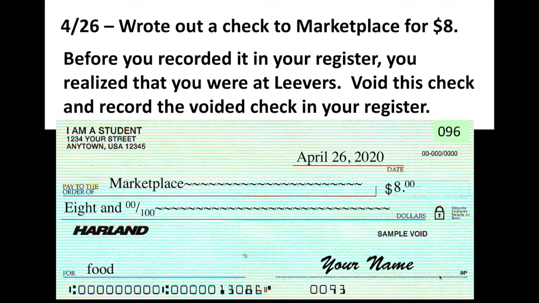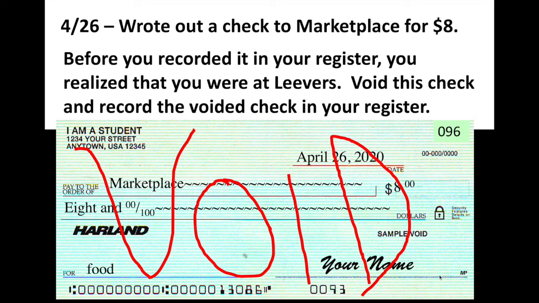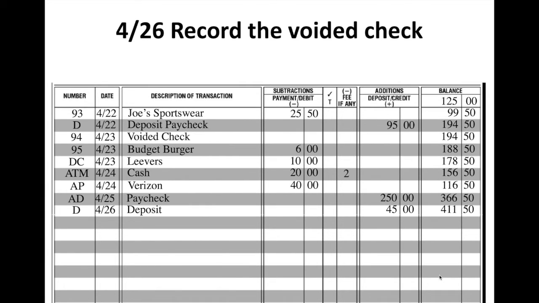This is what you should have done. You write the word void across your check, and when entering it into your register, it'll look like this. 96 is the check number, the date is the 26th, you write voided check, and then you carry the balance down, since the check did not affect your balance.